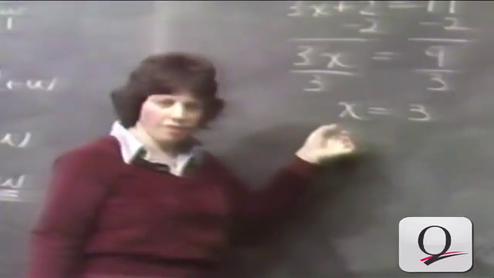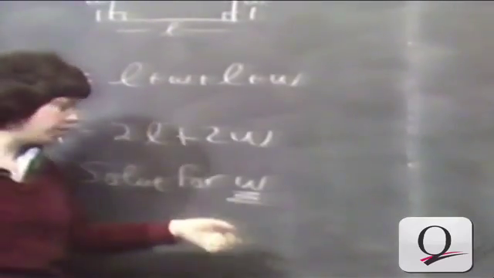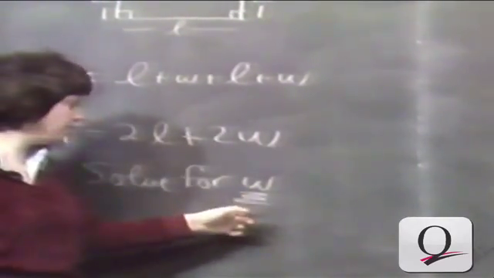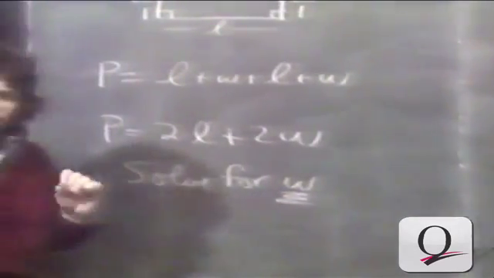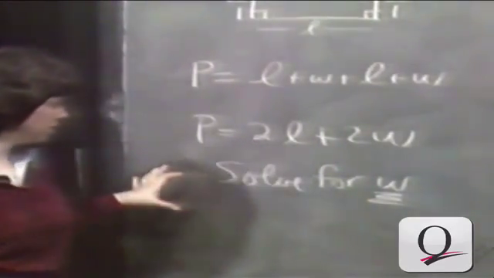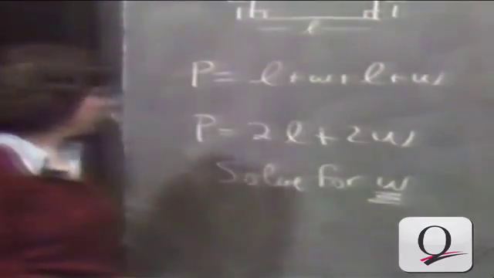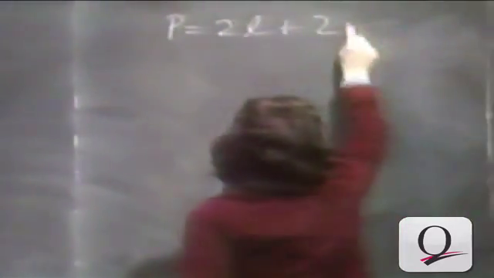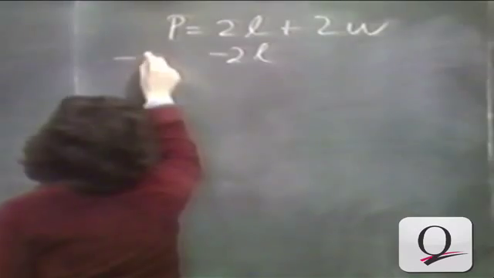See, over here, all the other terms involve constants. We wanted to just solve for x. But if there is more than one variable, keep in mind which one you're working for. You're working for W. The object is to get W alone and on one side of the equation. Okay, so P equals 2L plus 2W. Let's solve for W over here. P equals 2L plus 2W. The first thing we're going to do is to subtract 2L from both sides of this equation.